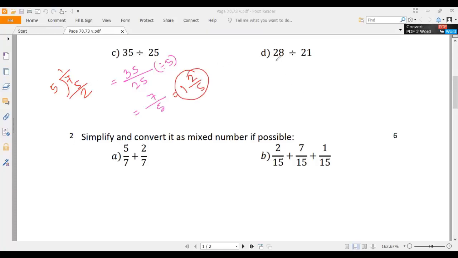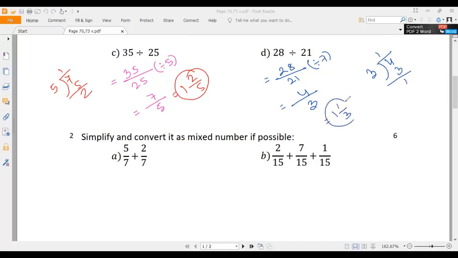Now number D. Number D says 28 divided by 21. So we can divide both numerator and denominator by 7. Then we'll get 7 4s are 28 and 7 3s are 21. Then 4 divided by 3. 3 1s are 3, remainder is 1. So our final answer should be 1 whole 1 by 3.